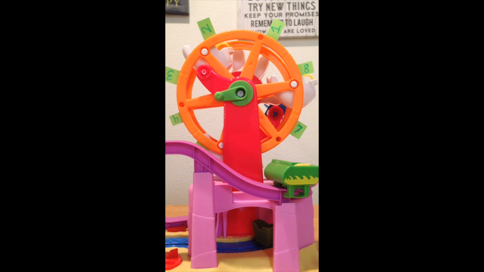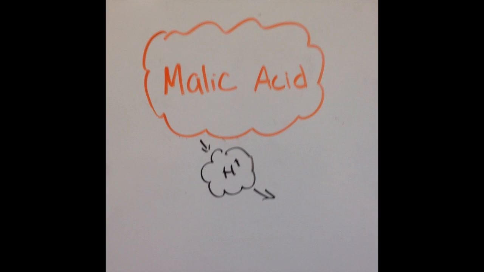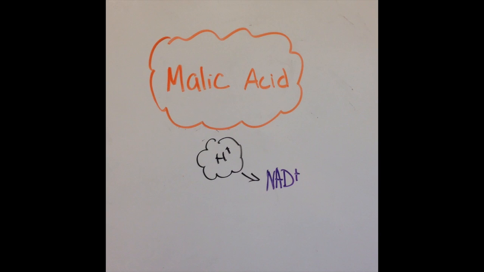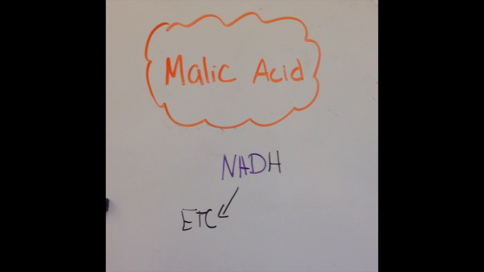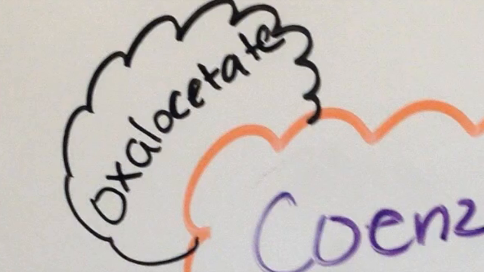In order to make oxaloacetate, a hydrogen has to be removed from malic acid by NAD+, making NADH. The NADH will then move to the electron transport chain to make more energy for our body, and all that will be left is oxaloacetate. This completes one turn of the citric acid cycle.